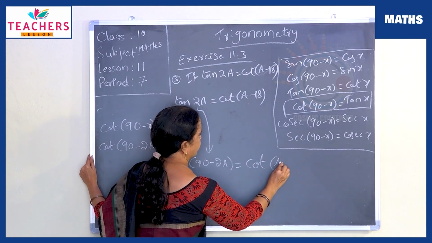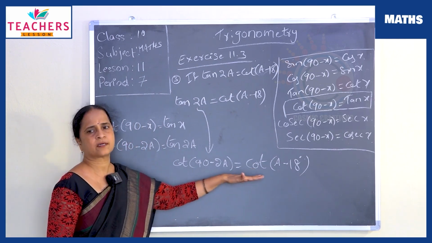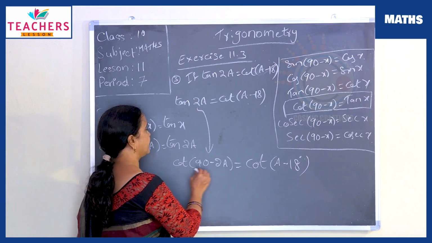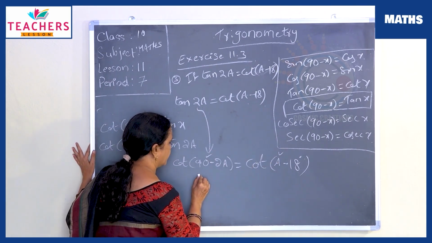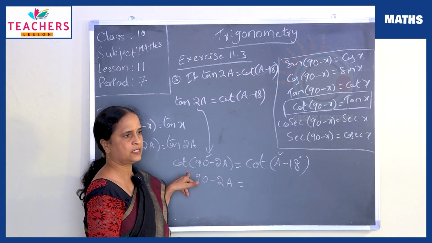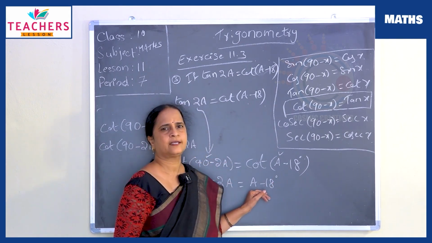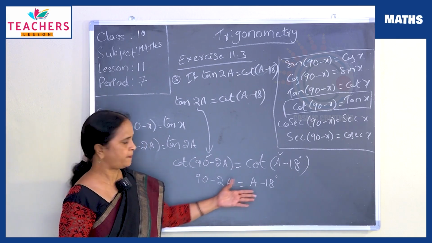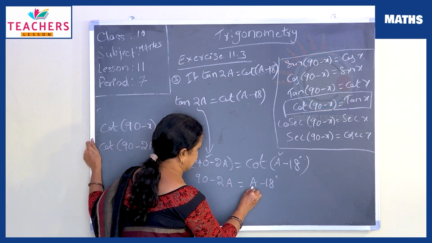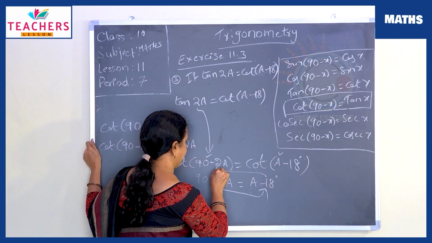Here it is given a minus 18 degrees. Both sides have cot, and both are equal. It means this angle equals this one: 90 minus 2a, the angle of the cot, equals a minus 18. Can we write in such a manner? Now this is an algebraic equation, so you can write it easily. You can bring this to this side and 18 to this side.